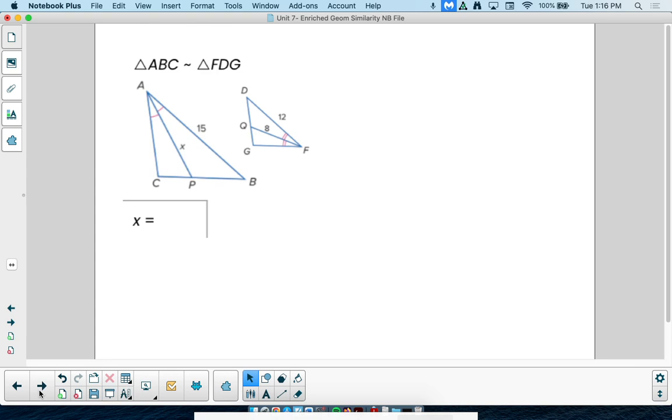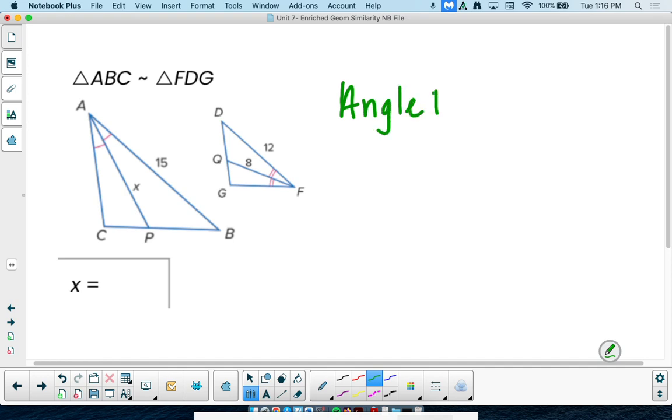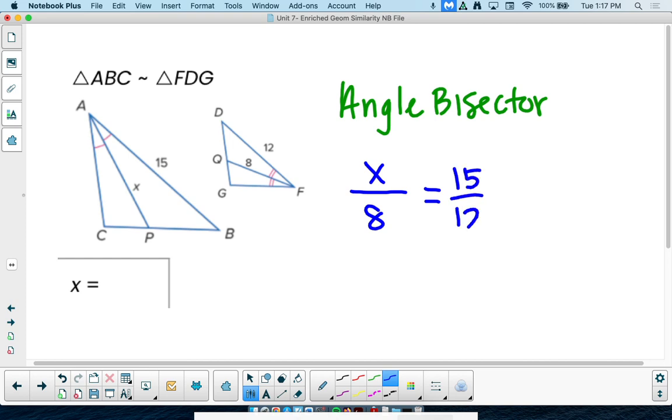All right, let's try one. Let's first list out what kind of segment this is. Which special segment? Angle bisector. Maybe we should write that down. That's good practice. It's an angle bisector. I like to start with my variable, just a good starting point. So if I say x, what does x match? 8. Now what does the other side have to look like? 15 over 12.